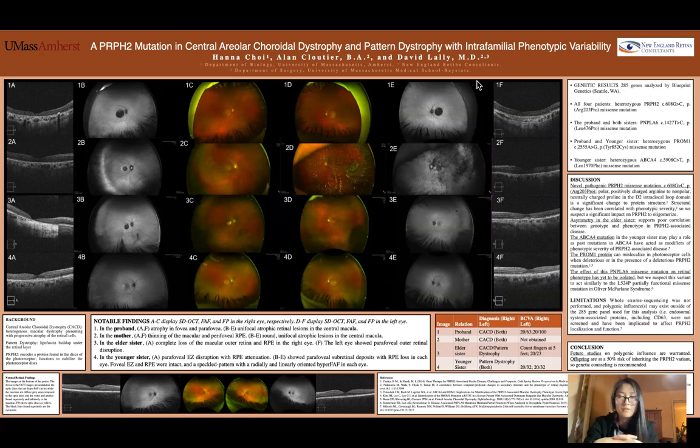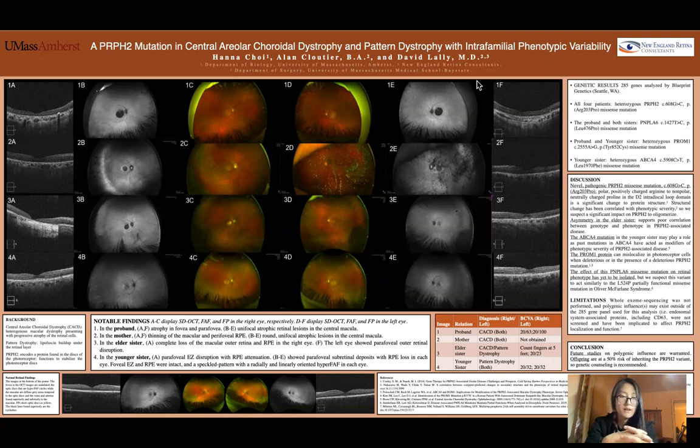My poster is on a family of 4 members who came into the clinic with interesting retinal findings, and they were all carriers of the missense mutation in PRPH2. So the diseases we'll be talking about are CACD and pattern dystrophy. Both are inherited retinal diseases.